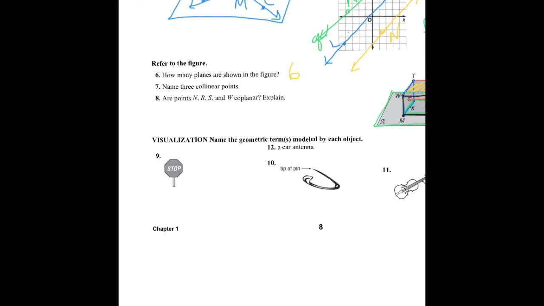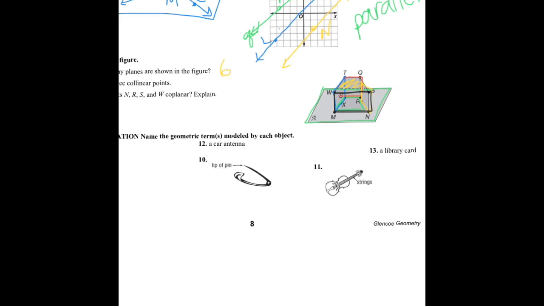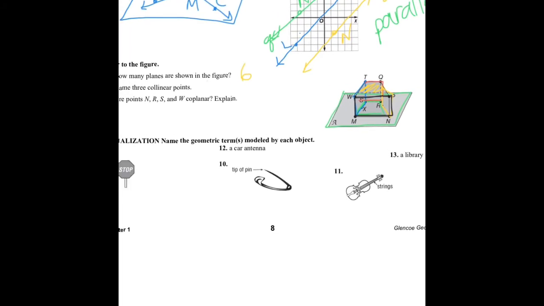Name three collinear points. Well, collinear are three points that lie on the same line. So collinear points, how about, is it collinear or coplanar? How about points S, X, and M?